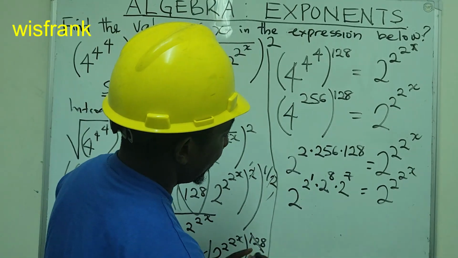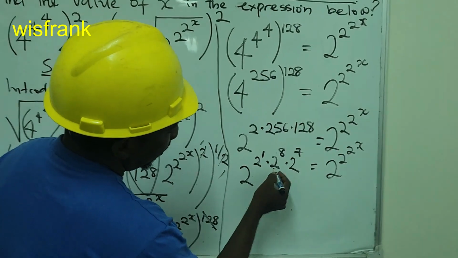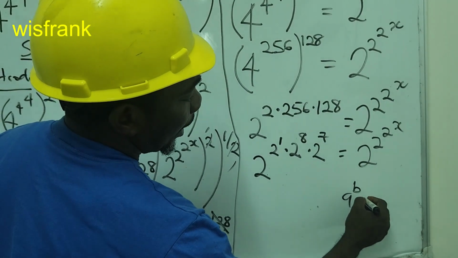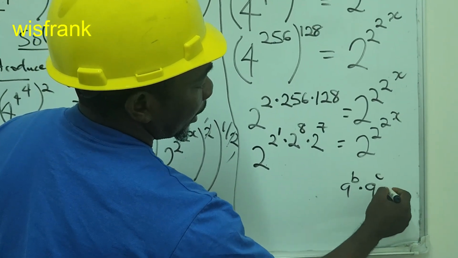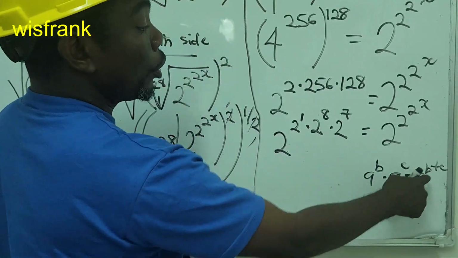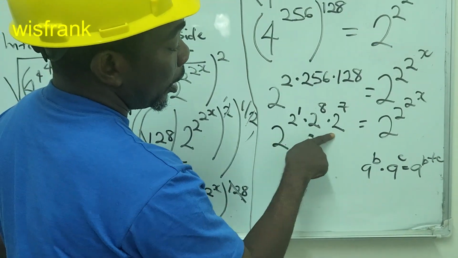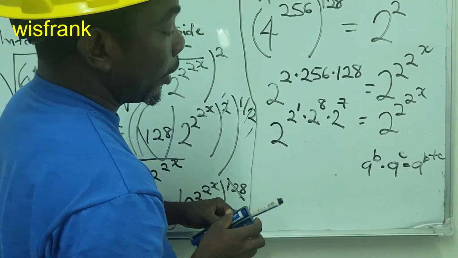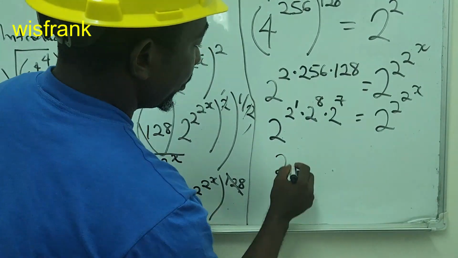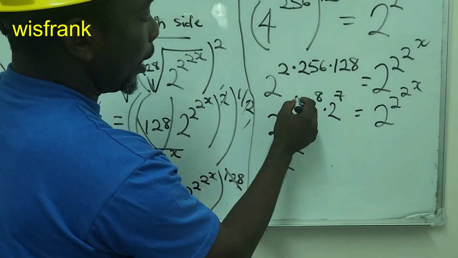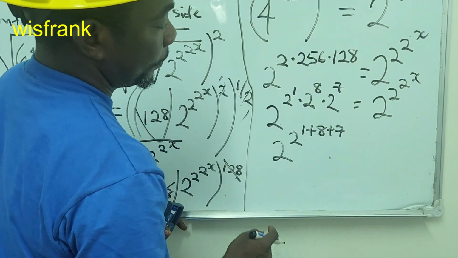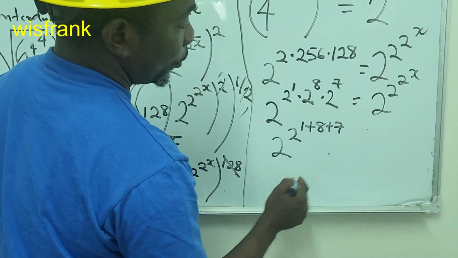As in indices, if we have a raised to the power of b times a raised to the power of c, it is the same thing as a raised to the power of b plus c. So we are going to use this rule to simplify this. So we have here 2 raised to the power of 2, so we have 1 plus 8 plus 7. That's what we have here by that indices rule.